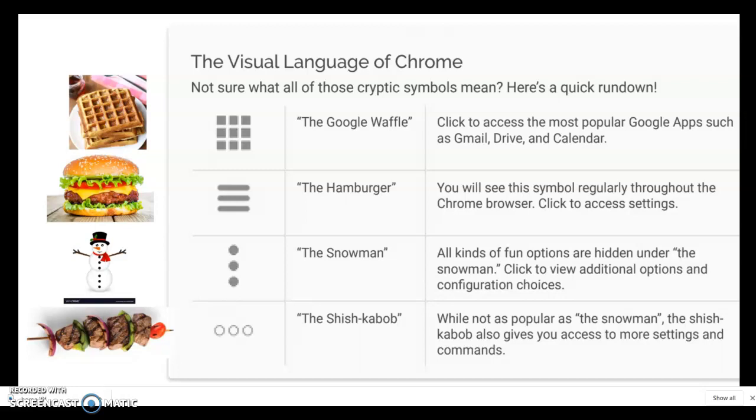So there are other menus. This is all part of visual language. There's the waffle, the hamburger menu, the snowman menu, the shish kebab menu. I put pictures of what they are referring to on the left side there. But you can kind of see how they resemble those foods or the snowman with 3 circles on top of each other. So all these are kinds of menus. You can click them to access settings or apps or different things. So look for them on your screen.